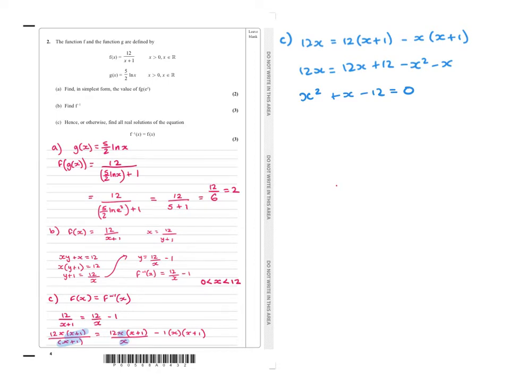If I factorise this, I'm going to get x plus 4, x minus 3 equals 0. So I'm going to get x equals negative 4, x equals positive 3. Now, if we go back to the original equation, x needs to satisfy two things. It needs to satisfy that x is greater than 0, and it needs to satisfy that it's between 0 and 12. In this case, we're going to reject the negative 4. So our final answer is x equals 3. This is our only answer.